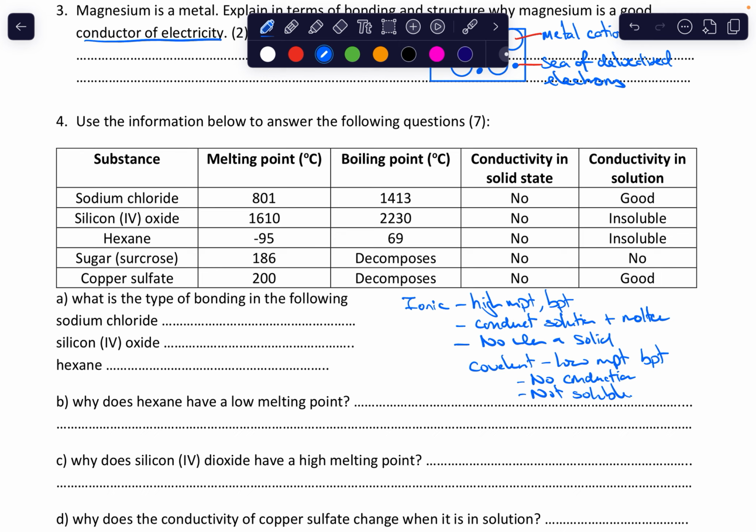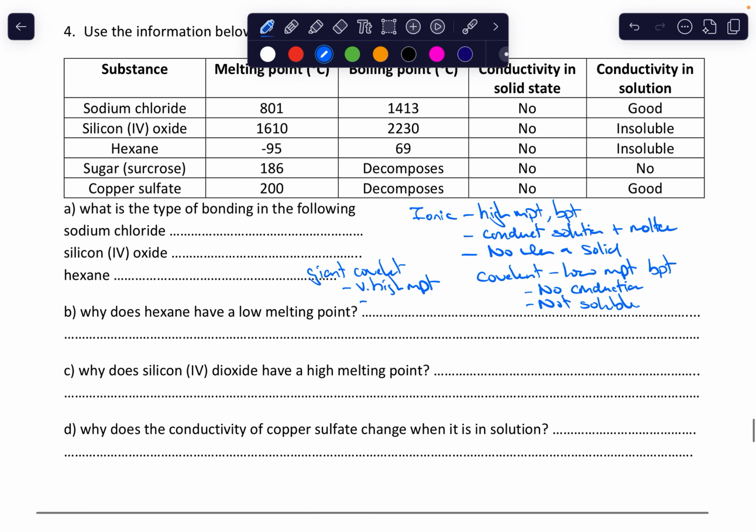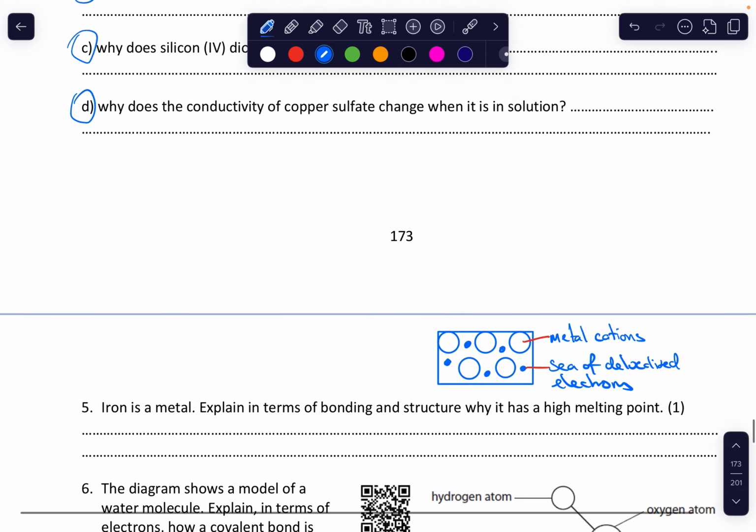And the other type of bonding you should remember, I'll squeeze it in here, is giant covalent, and these have a very high melting point. Sometimes they will conduct, like graphite will, but diamond doesn't conduct. I think the big thing there that might help you to identify that is a very high melting point. Okay, and then once you've identified the types of bonds, you should be able to answer these questions, understanding the properties and linking it to the type of bonding that exists.